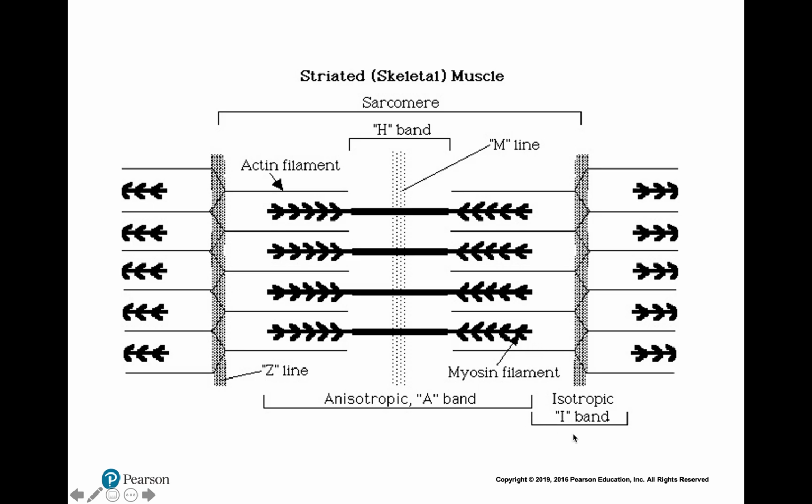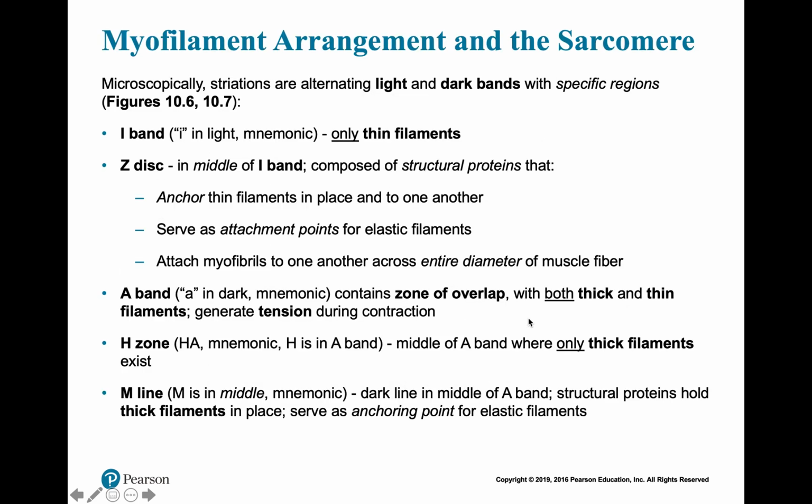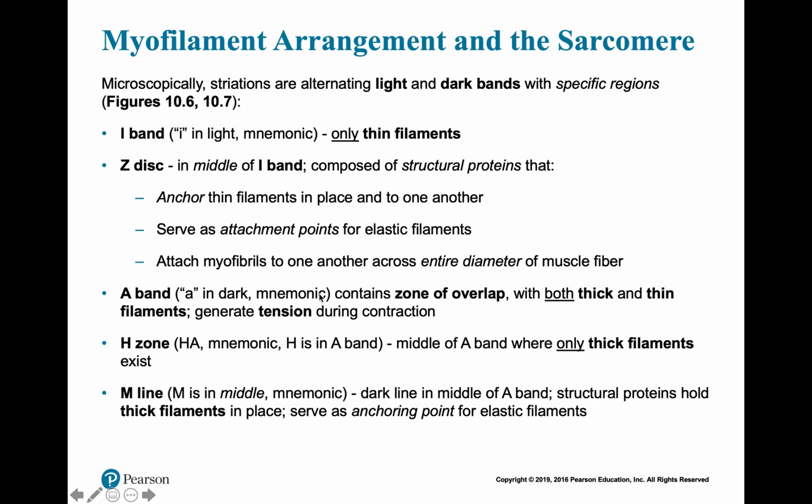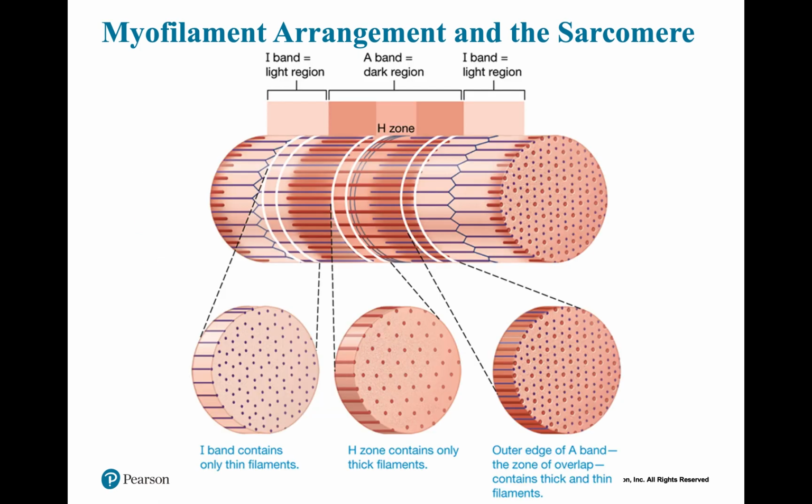I band, only actin, only thin. Okay? H band, only thick, only myosin. A band, overlapping thick and thin filaments. All right, this is all listed here. You can read this on your own if you didn't understand what I just said. I like this picture. This is just written out what I just went over pretty much.